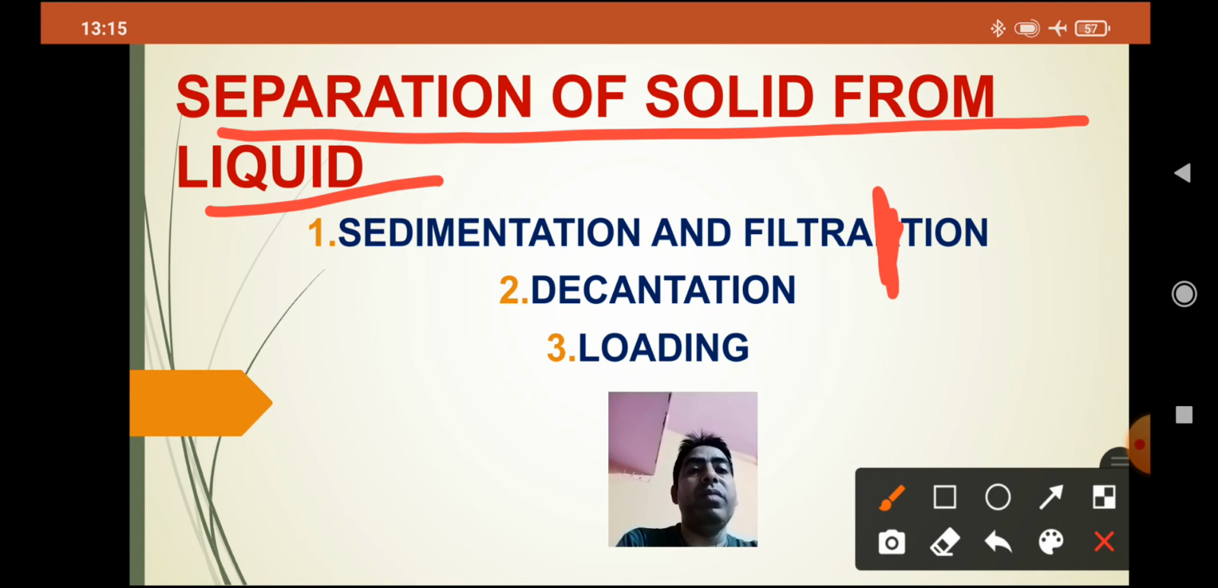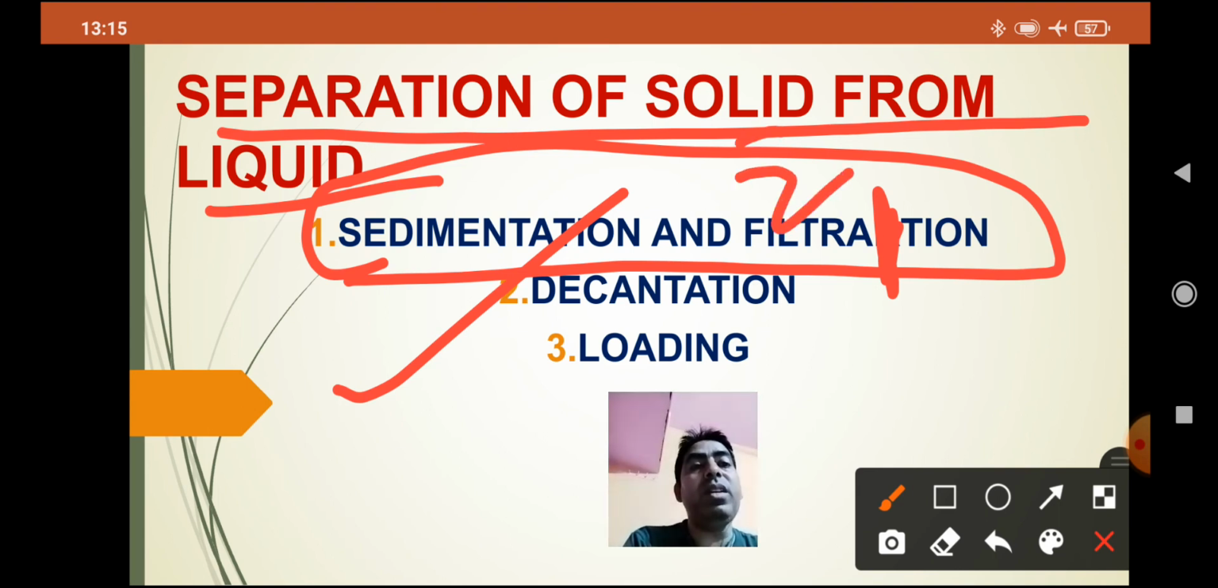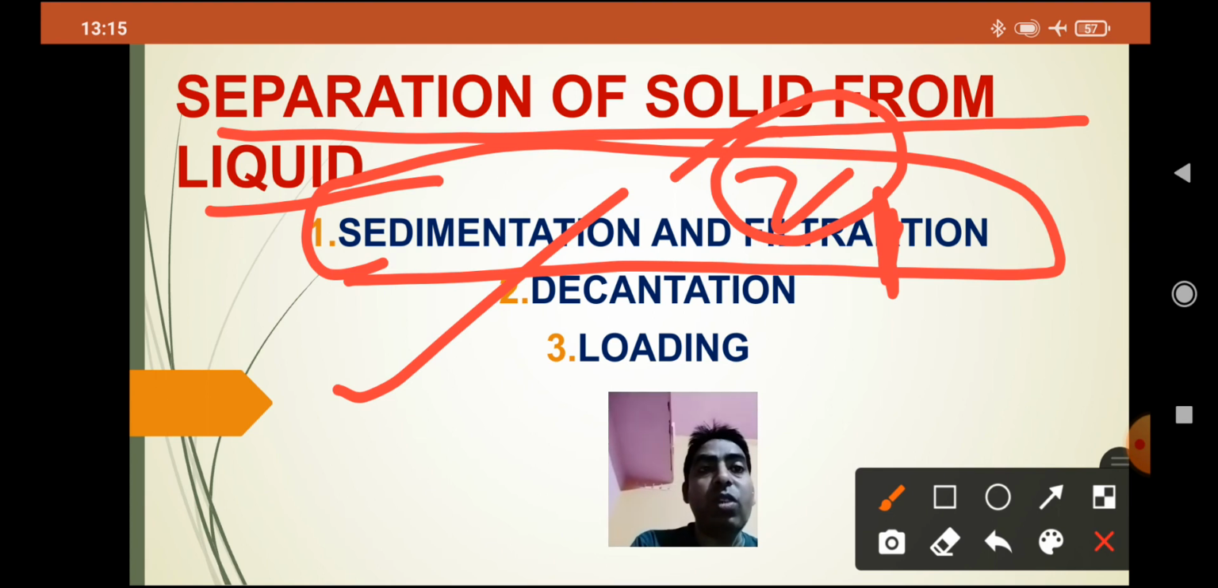The methods are sedimentation and decantation, and filtration. First we will study sedimentation and decantation. This is the separation of an insoluble solid from a liquid, that is water.